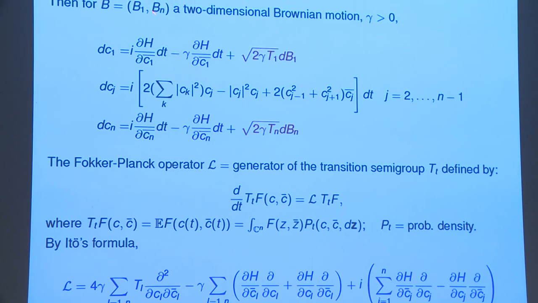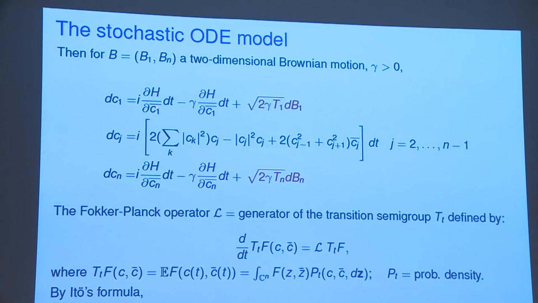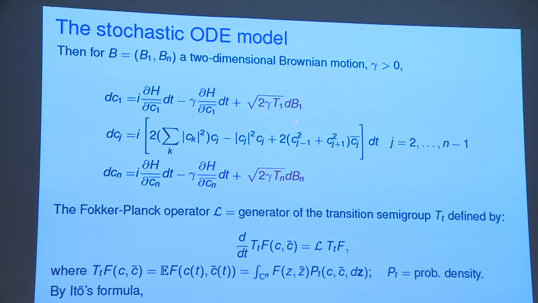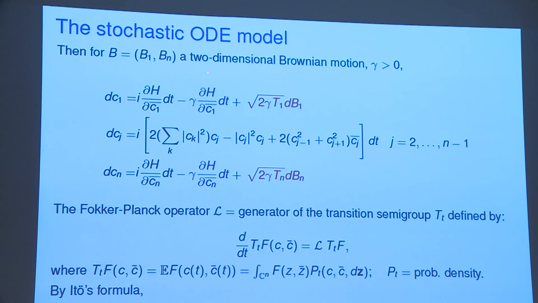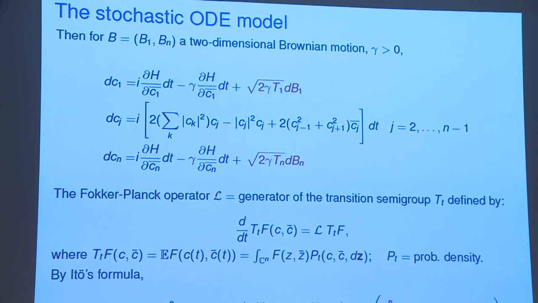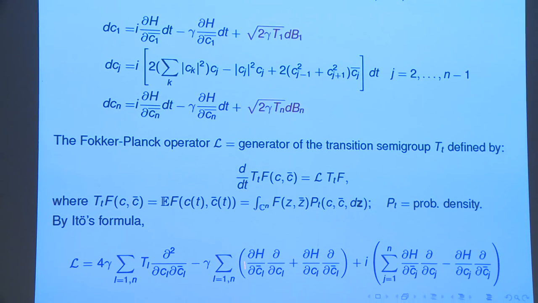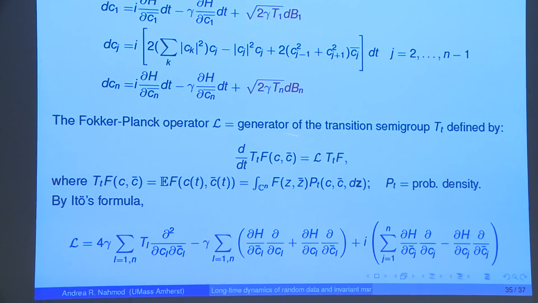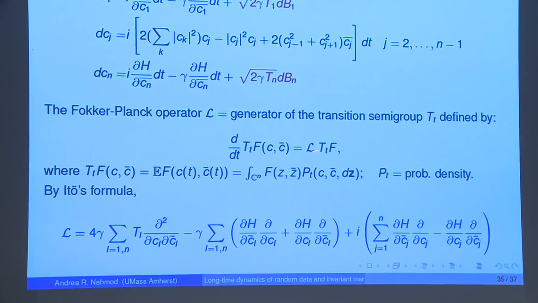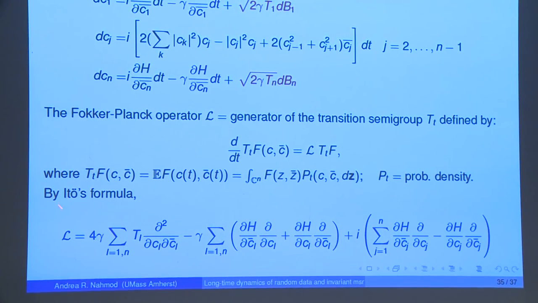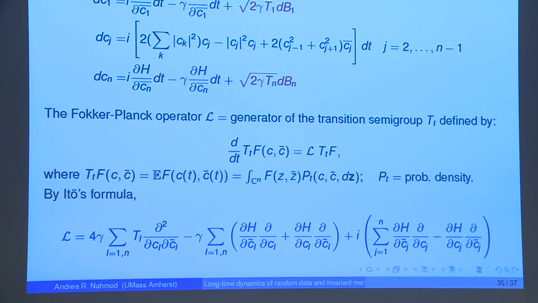And so the stochastic ODE model looks like this for that H. You see the heat bath here, and we also add these terms. That's the Hamiltonian. So we leave the middle modes alone, and we just do this. I wrote it just for convenience: this is the generator of the transition semigroup. The Fokker-Planck operator is here.